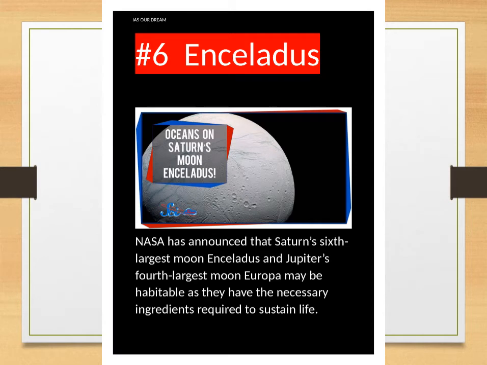The next topic we are going to see is Enceladus. So what is Enceladus? It's Saturn's moon, and NASA recently announced that Saturn's 6th largest moon, Enceladus, and Jupiter's 4th largest moon, Europa, may be habitable as they have the necessary ingredients required to sustain life.